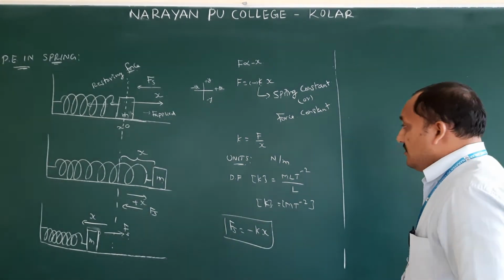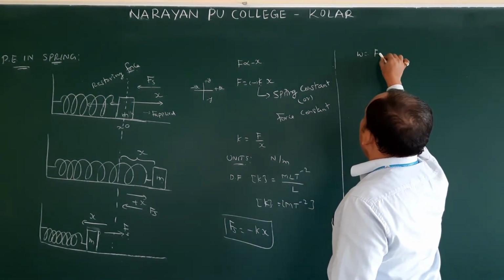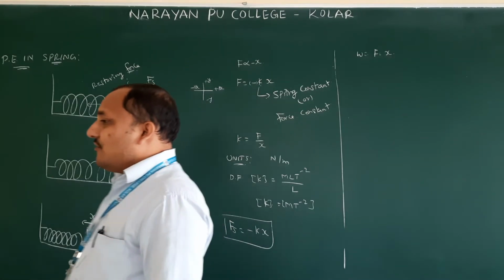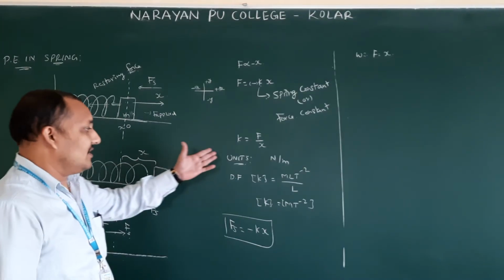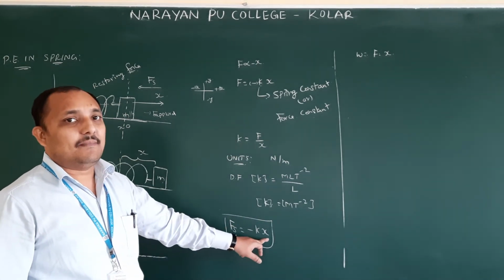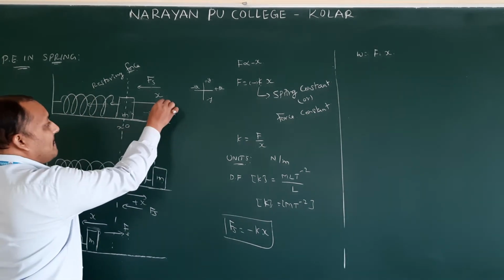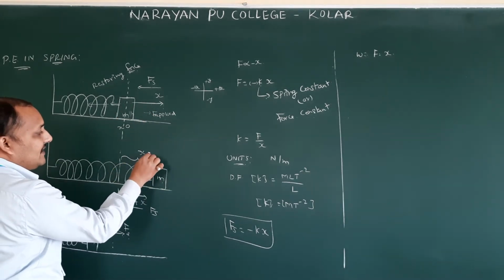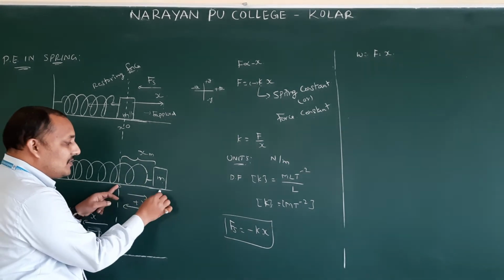Now the work done equation is W is equal to force into displacement. Correct? Now what is the force equation we got? The force equation is the restoring force, Fs is equal to minus Kx. This x is varying from 0 to some maximum value. We take this maximum value as xm. So x is varying from 0 to xm.